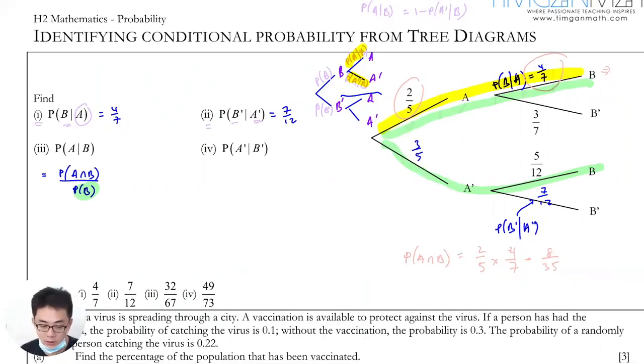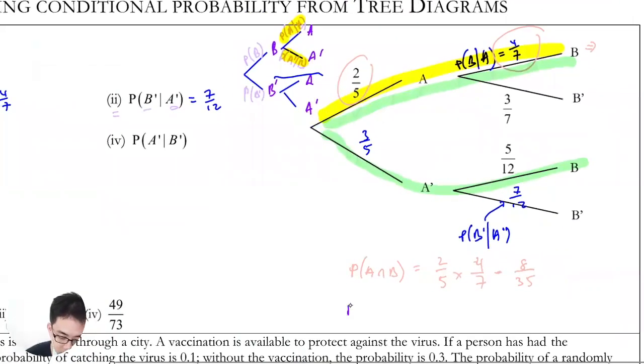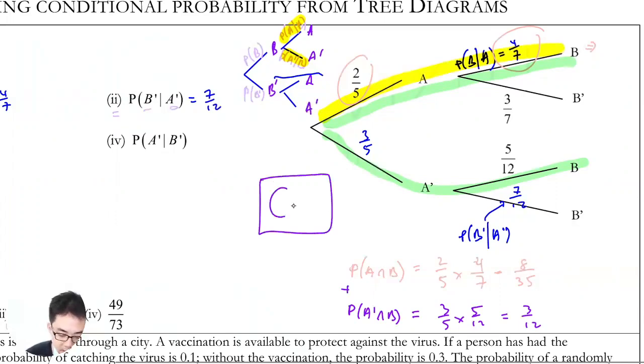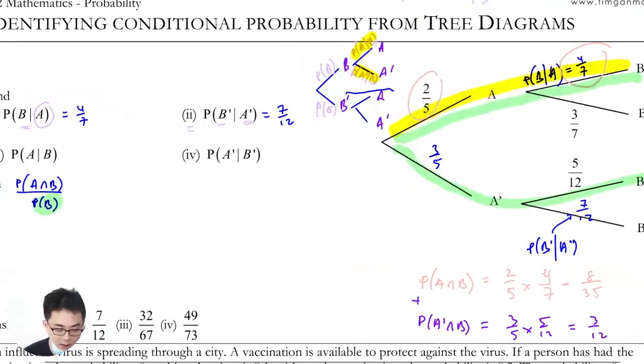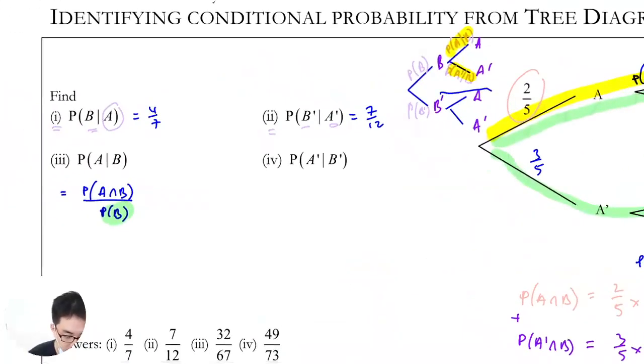Okay, so you multiply them. This is P(A prime intersect B). It's 3/5 times 5/12. This will be 3/12. If you think about it, you add both of these up to get P(B). Because on the Venn diagram, A intersect B is here in the middle. Then A prime intersect B is this crescent here. Okay, it all tallies up nicely.